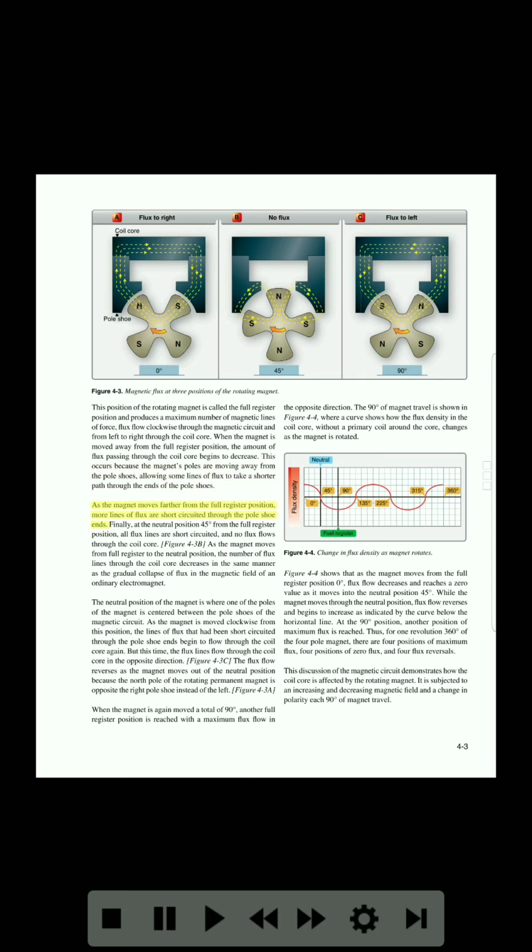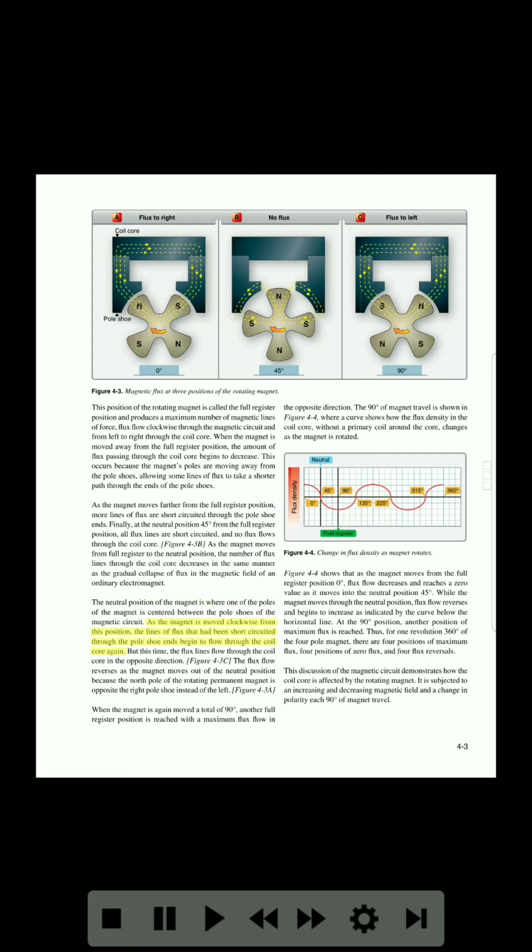As the magnet moves farther from the full register position, more lines of flux are short-circuited through the pole shoe ends. Finally, at the neutral position 45 degrees from the full register position, all flux lines are short-circuited, and no flux flows through the coil core. Figure 4-3b. As the magnet moves from full register to the neutral position, the number of flux lines through the coil core decreases in the same manner as the gradual collapse of flux in the magnetic field of an ordinary electromagnet. The neutral position of the magnet is where one of the poles of the magnet is centered between the pole shoes of the magnetic circuit.